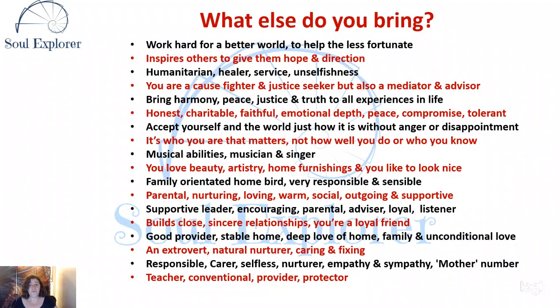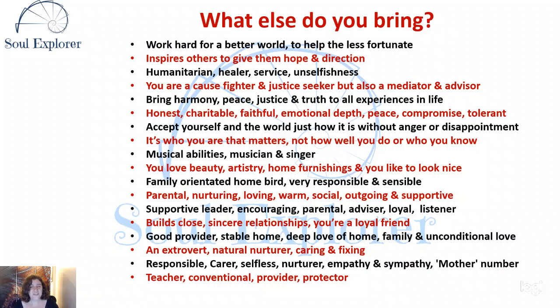What else do you bring? You're a visionary. You're always working hard for a better world. You want to help the less fortunate. You think about going off to far off lands and helping people less fortunate, to build wells and build houses and plant crops so that they can have a better life. You inspire others. You give them hope. You give them direction for a better future.